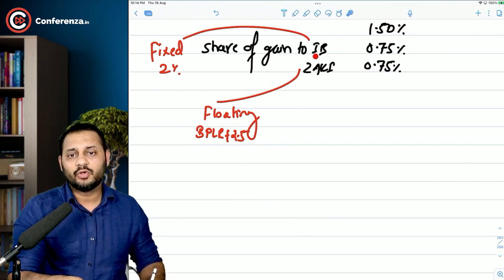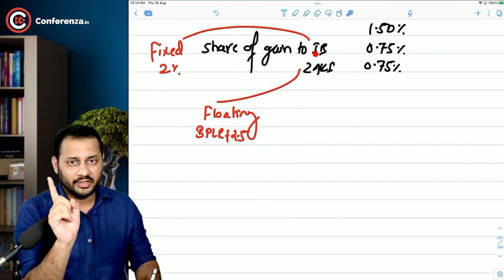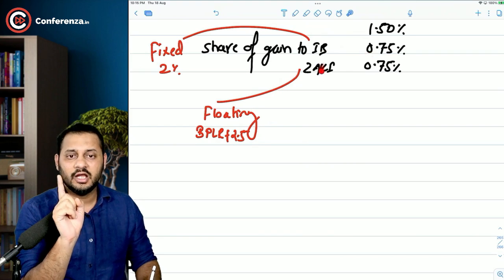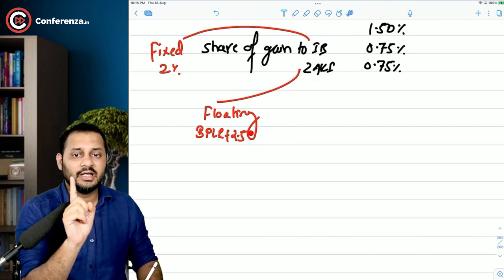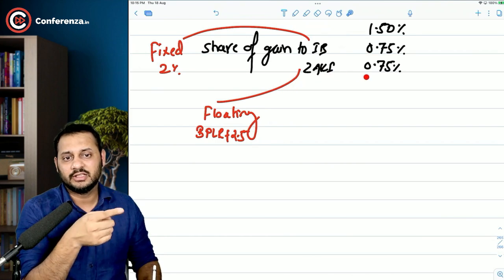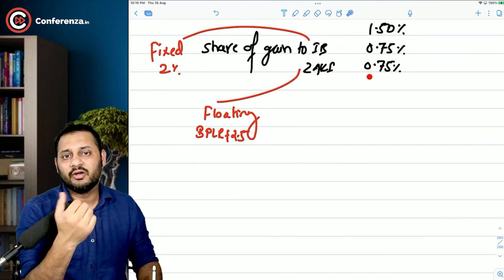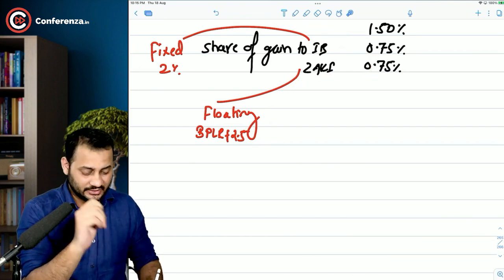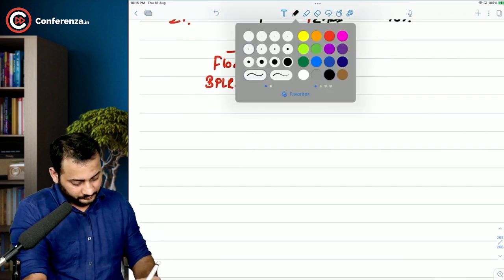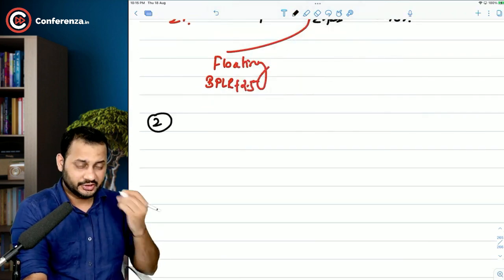So the net cost to IB will be 1.25, which is lesser than this much. To Zaki it will be BPLR plus 1.75, which is lesser than this. So this much will be called the gain to both the parties. Now understand one thing. Second condition.